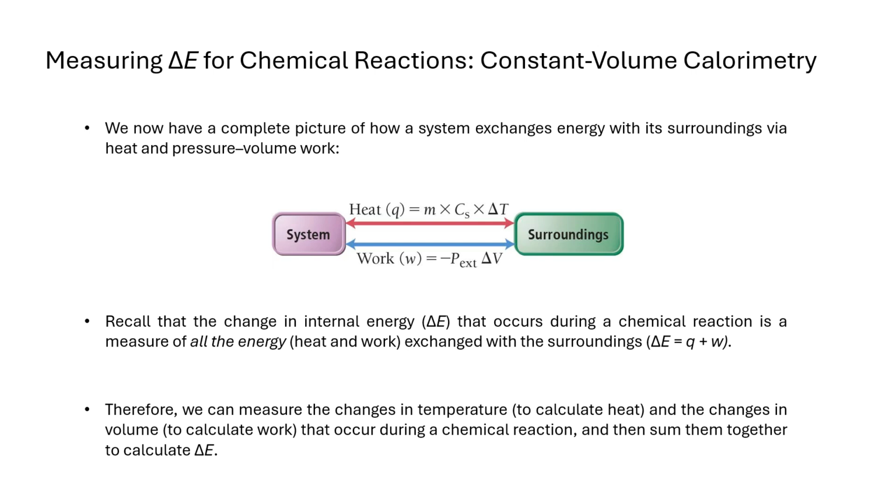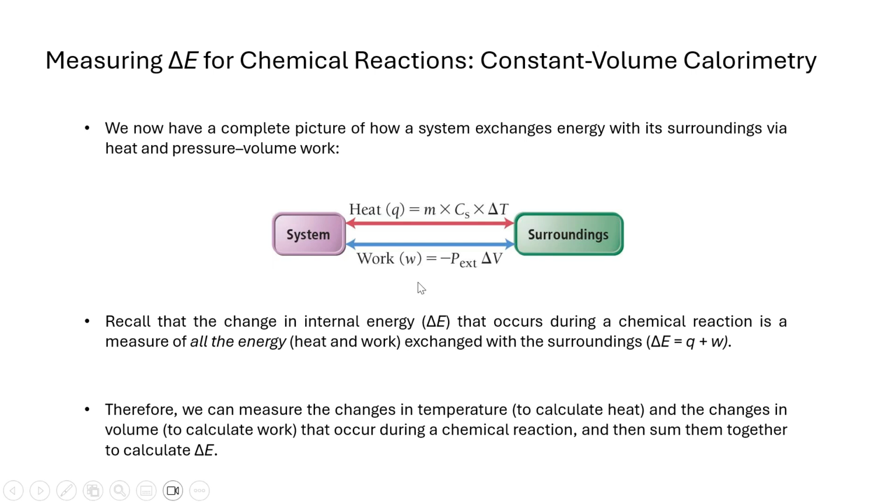And we can quantify the amount of energy due to work by having it equal to the negative of an external pressure times the change in volume. Okay? So if you want to calculate Q, heat, you need to have a change in temperature. If you want to calculate work, you need a change in volume. Okay, and all of this we talked about in the last video.